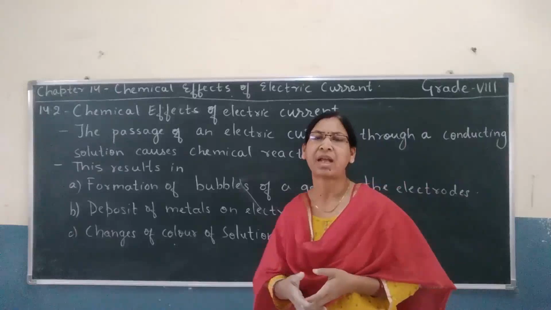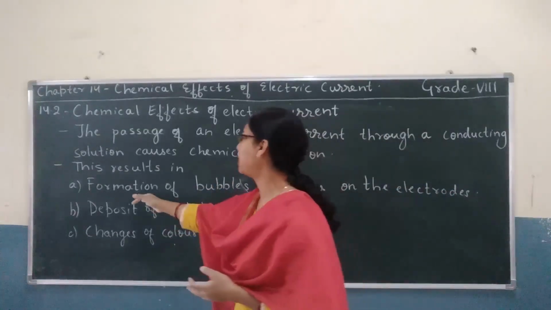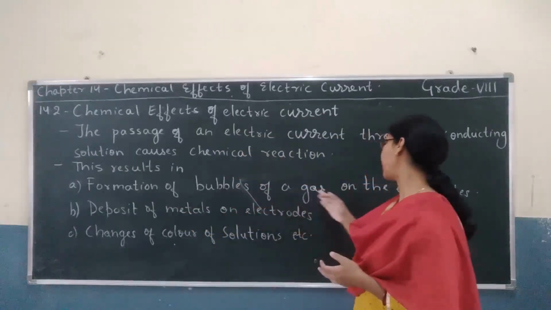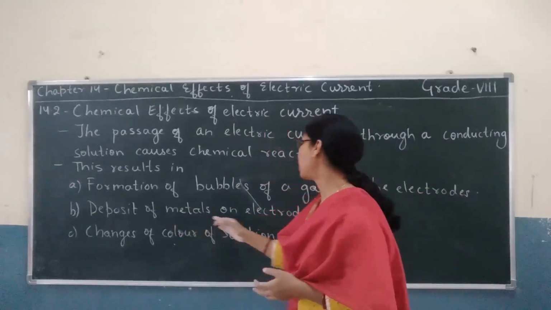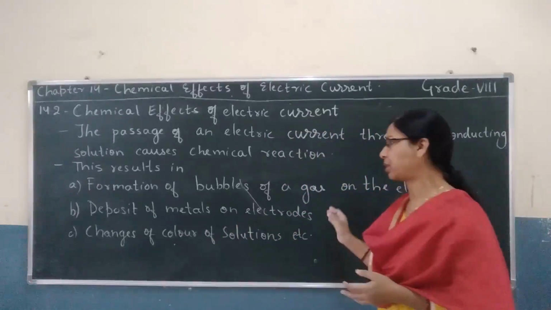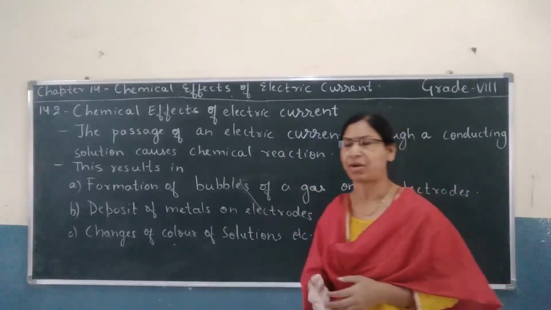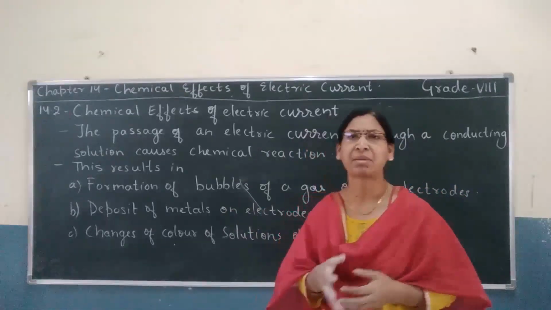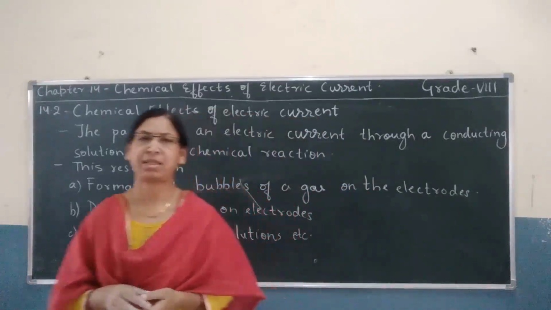And this chemical reaction may result in three of the following things. One is formation of bubbles of a gas on the electrodes. Next one is deposit of metals on the electrodes. And third one is changes of color of solution, etc. So these three cases may arise when a chemical reaction takes place.